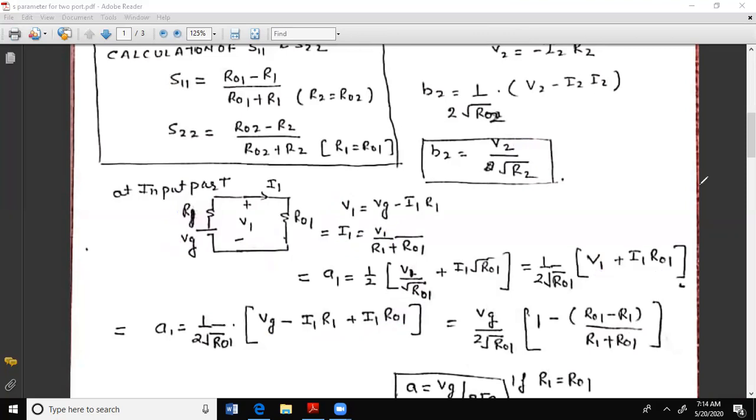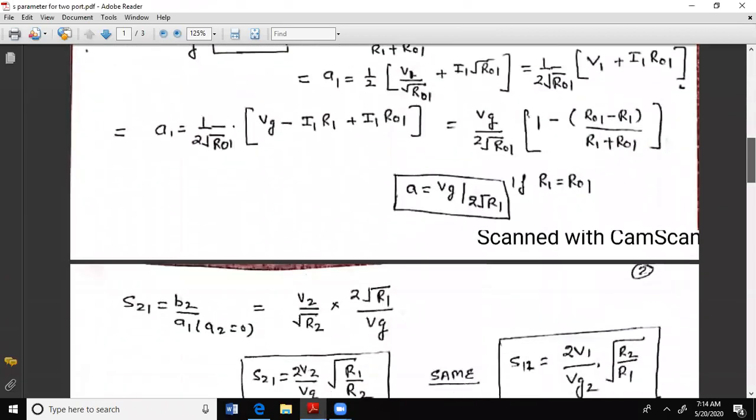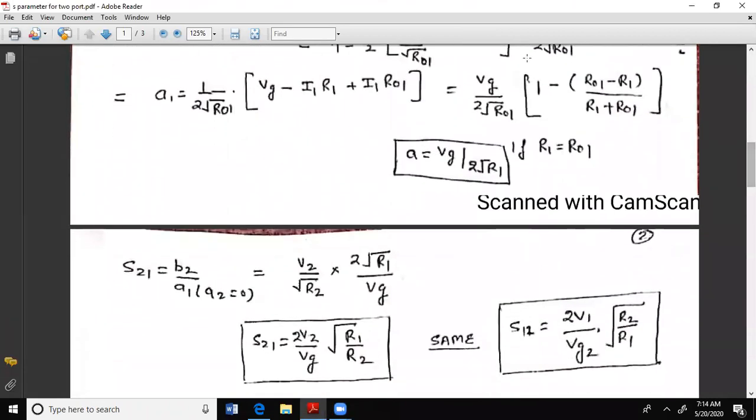So if R1 equals R01, see what is the case. If R1 equals R01, then A is approximately equivalent to Bg by 2 root of R1. Okay, so now we have calculated the value of B, and we have calculated the value of A.